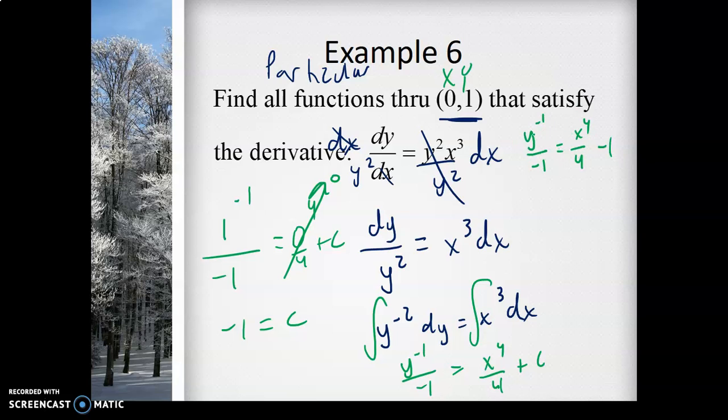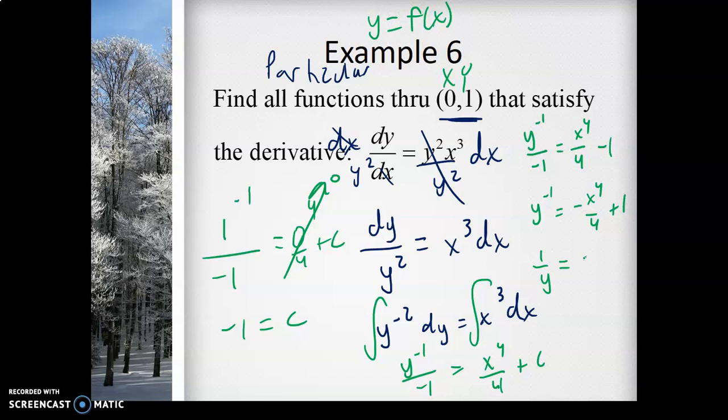Technically, this is correct. A lot of times on the AP exam, it'll say find the particular solution, y equals f of x, that satisfies this point or whatever. So a lot of times you're going to need to solve for y. I can multiply both sides by negative 1 to get rid of that. So y to the negative 1 power equals negative x to the 4th over 4 plus 1. This is really like 1 over y.